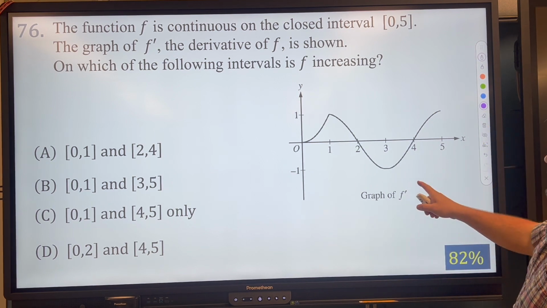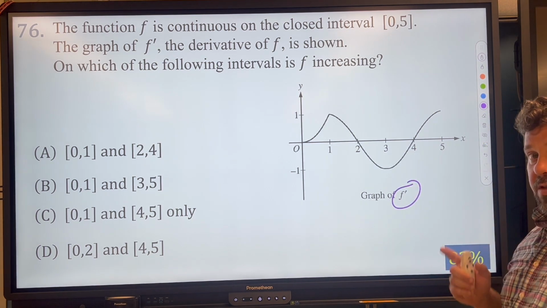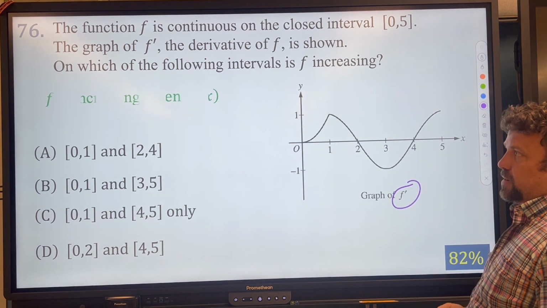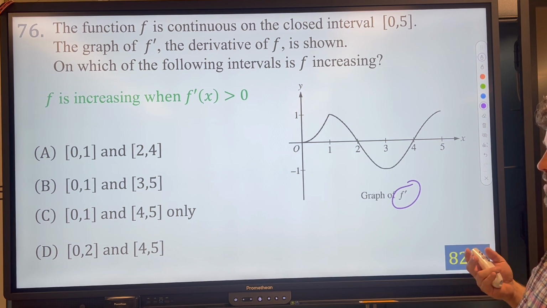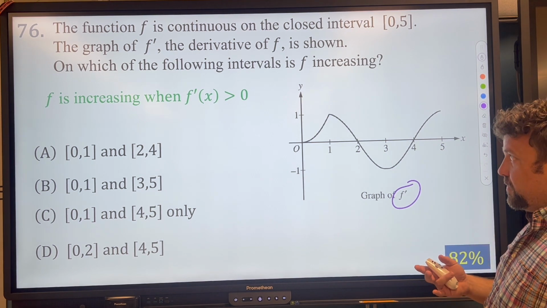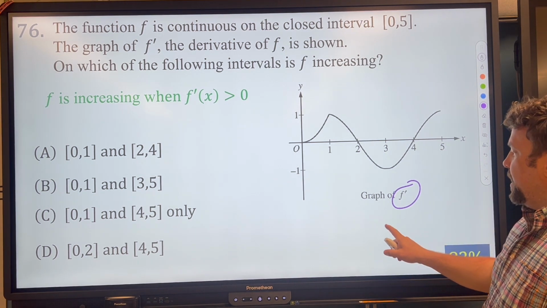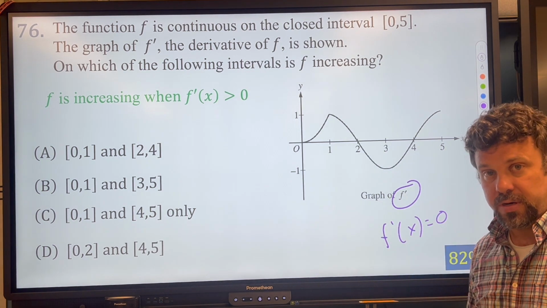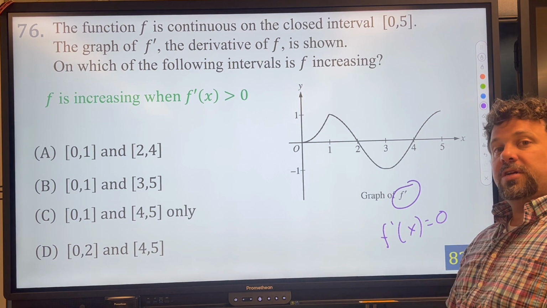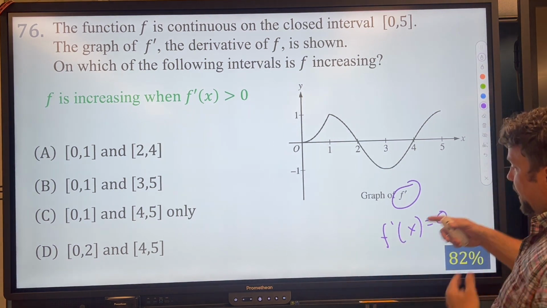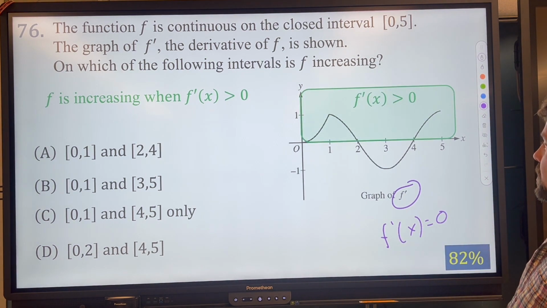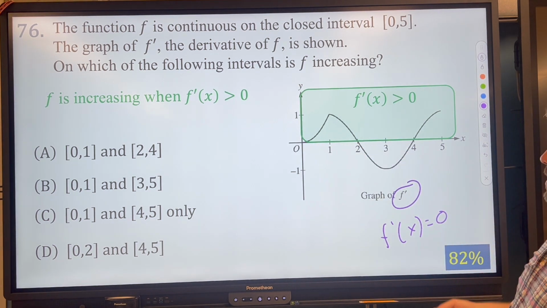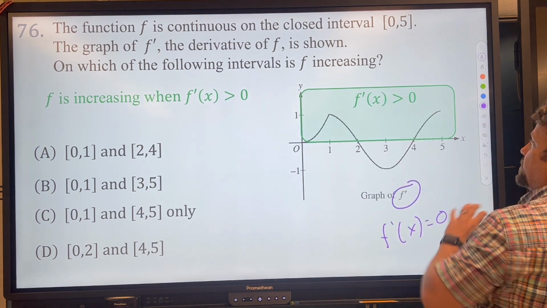So here's the key. You're given the derivative graph, not the regular graph. And you want to know when the actual graph f is increasing. Now what you know is f is increasing anytime the derivative is greater than 0. And that's because f prime of x equals 0 at the critical points. So that's where the graph changes from increasing to decreasing. So anytime this graph equals 0, all these points where it equals 0 is where it switches from positive to negative. Now it's increasing every time it's positive.